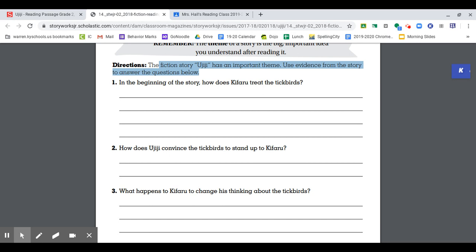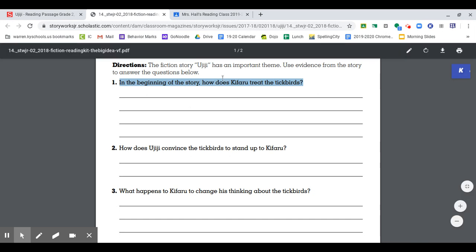Number 1, in the beginning of the story, how does Kafaru treat the tick birds? Now, this is one that we answered in yesterday's packet page. So I want you to think about some character traits to describe him. What kind of person is he? How is he acting towards the tick birds? How is he treating them? Try to think of more than one adjective to describe him.